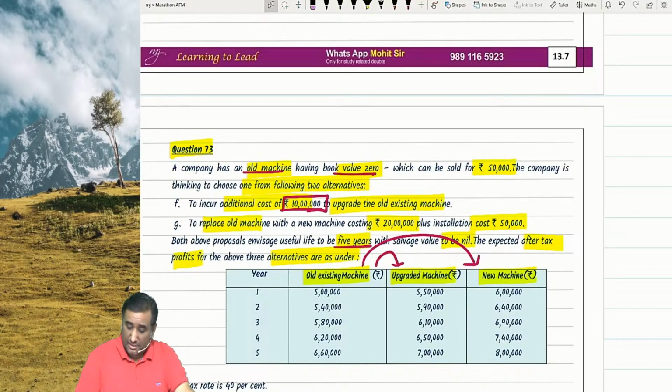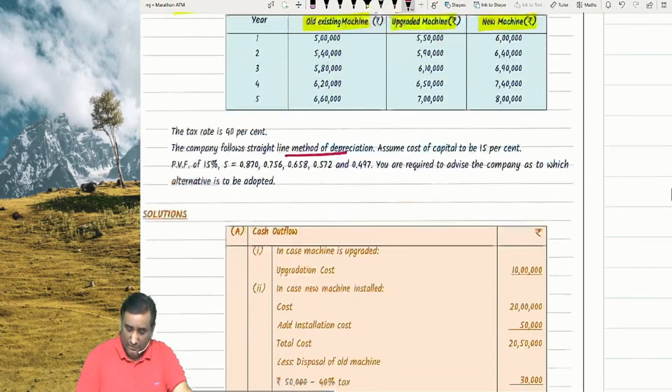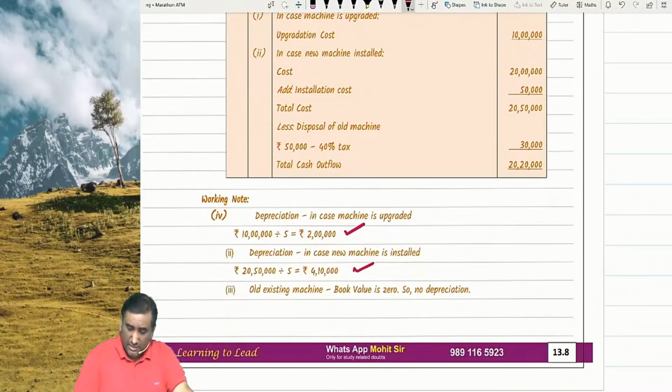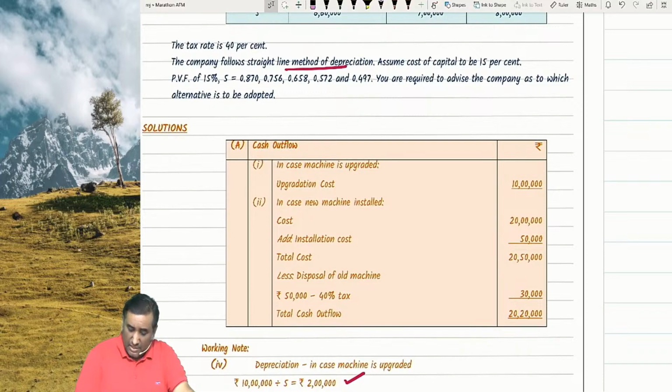Not 4 lakh please. Installation cost, anything which is incurred, should be capitalized. I'm not going into accountancy concepts, but anything incurred when you buy something is capitalized. So you'll have 20 lakh plus 50,000 divided by 5, 4 lakh 10,000. Now when I look at period 0, since you have the question in the book also, the answer is given to you. If the machine is upgraded, upgradation cost is 10 lakh. In case a new machine is installed, cost 20 lakh, installation cost 50,000, so 20 lakh 50.